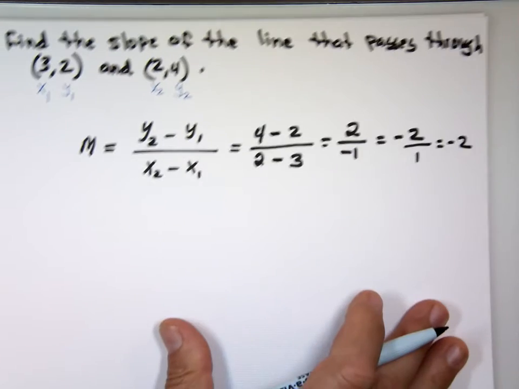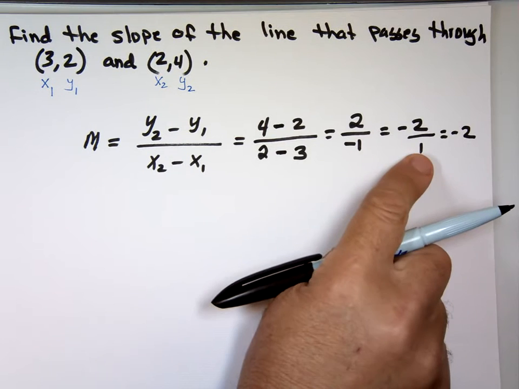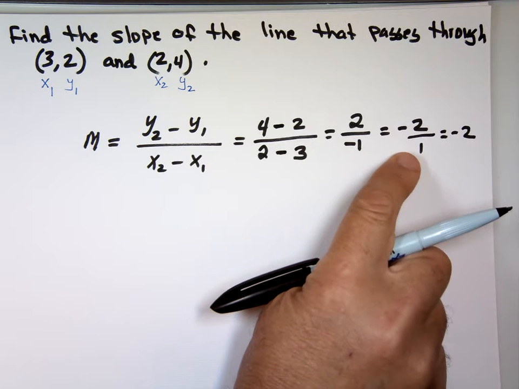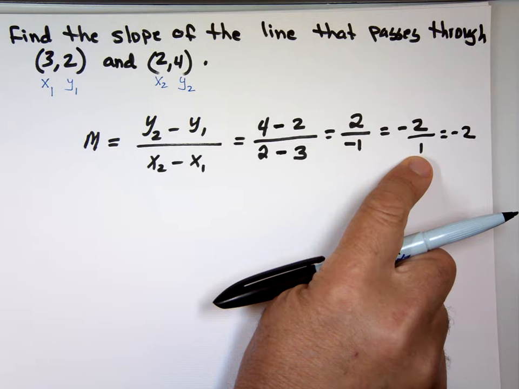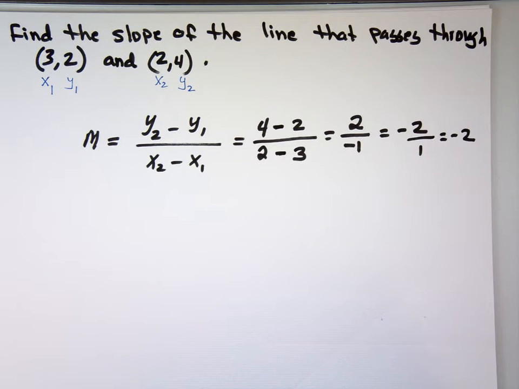And what does that mean, negative 2 over 1? What that means is, for every time you go to the right, this is the change, the run. It's positive. That means you're going to the right. Every time you go to the right by 1 unit, what happens to the y value? It goes down by how many units? 2 units. So when one increases, the other one decreases. They're not going the same direction. They're not both increasing because it's negative.